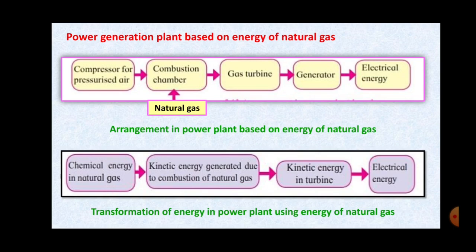So this is the step by step energy transformation in the power plant, which is based on energy of natural gas. Okay. So till now we had studied about three power plants. This is the third one, which is based on the natural gas. In the first one we had used the fuel. In the second one we had used the nuclear energy, and we had used the radioactive elements. In the third one we had used the natural gas.